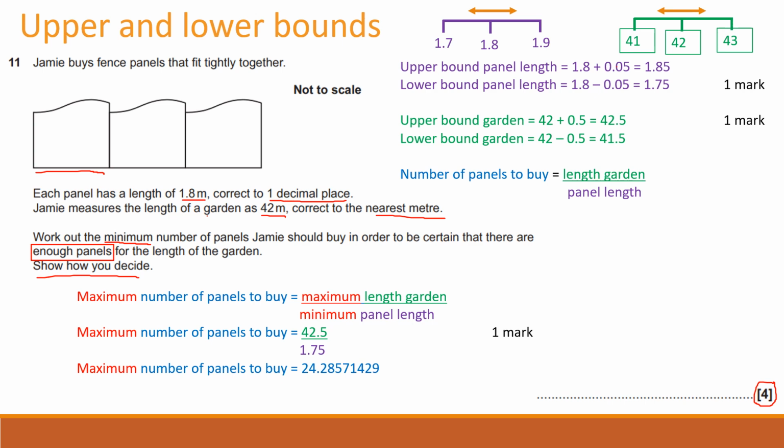Now if I only bought 24 panels and I needed 24.2 of a panel, have we got enough panels? No, we don't. So what we actually have to do is round this 24 up to give me 25 for 1 mark. So this will give me the 4 marks that we need for the question. Remember to write your answer on the dotted line in the final space.